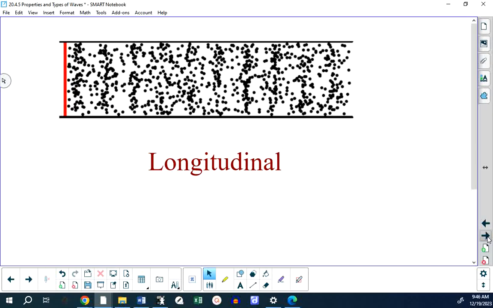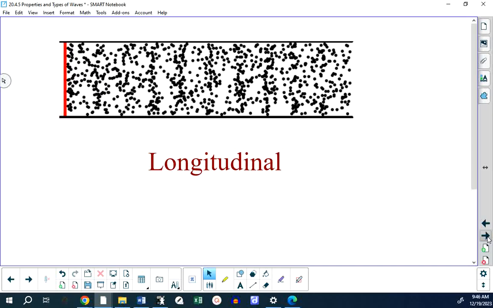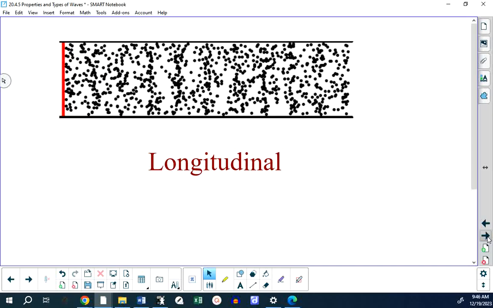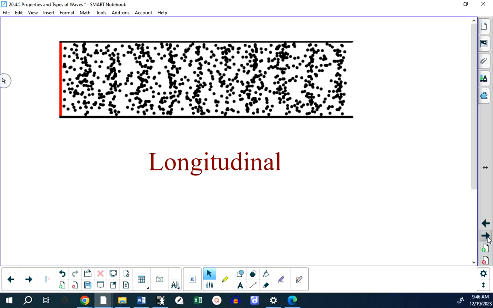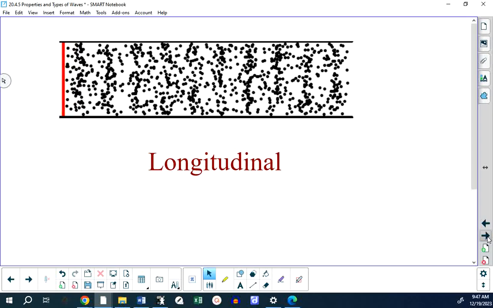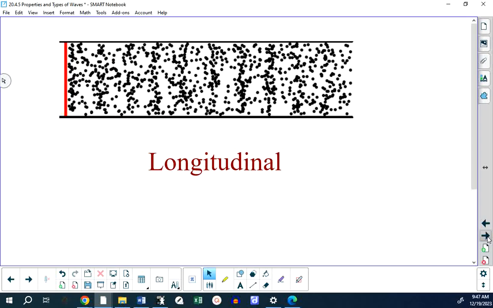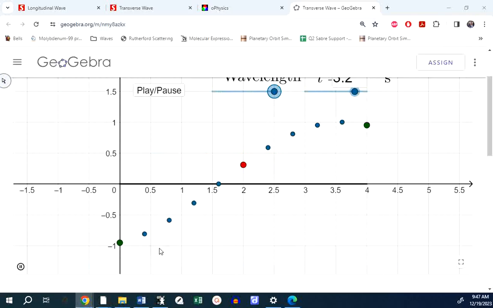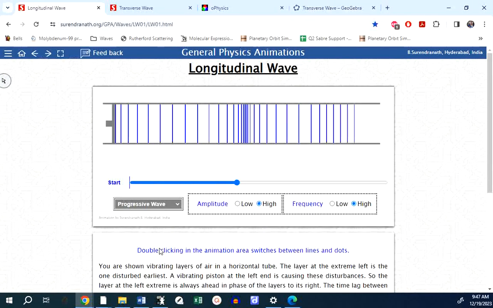And if you didn't know what was going on, you know, take one of these grade 1 kids and ask them what's going on, they would probably say that the spring is moving to the right. But it's not. The spring is just being compressed and pulled apart in different places. So that's an example of a longitudinal wave. I can show you a couple of online examples. We'll go with this one first.